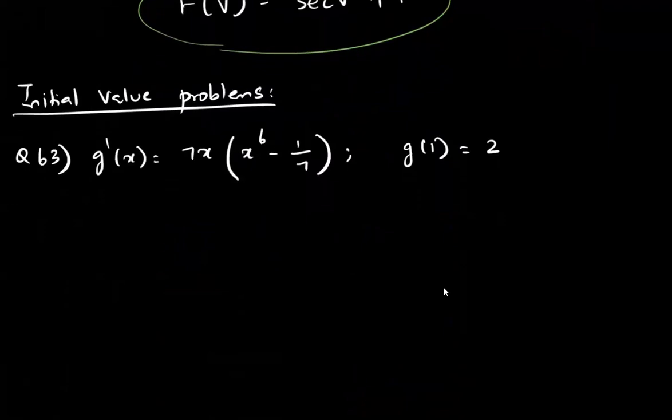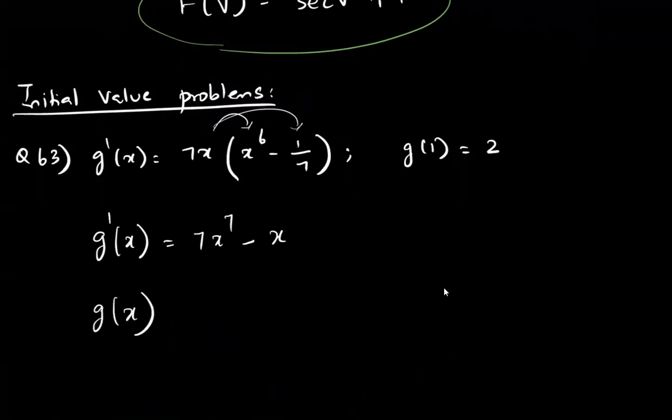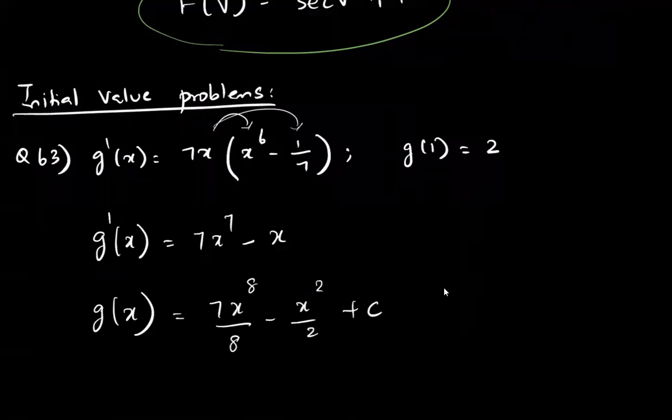Okay. So a derivative is given. If you take the antiderivative of this, you'll get the original function, right? But before I do that, let me distribute and rewrite my derivative, okay? So 7x to the power of 7 minus x is the derivative function. So which means if I take that antiderivative, I'll get g of x. So g of x is 7x to the power of 8 over 8 minus x squared over 2 plus c.